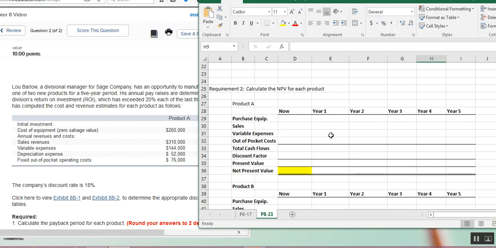We're just going to actually have to calculate 2 of these because we have to do one for product A, and then we're going to do one for product B. But the process is going to be the same. So here's our product A information.